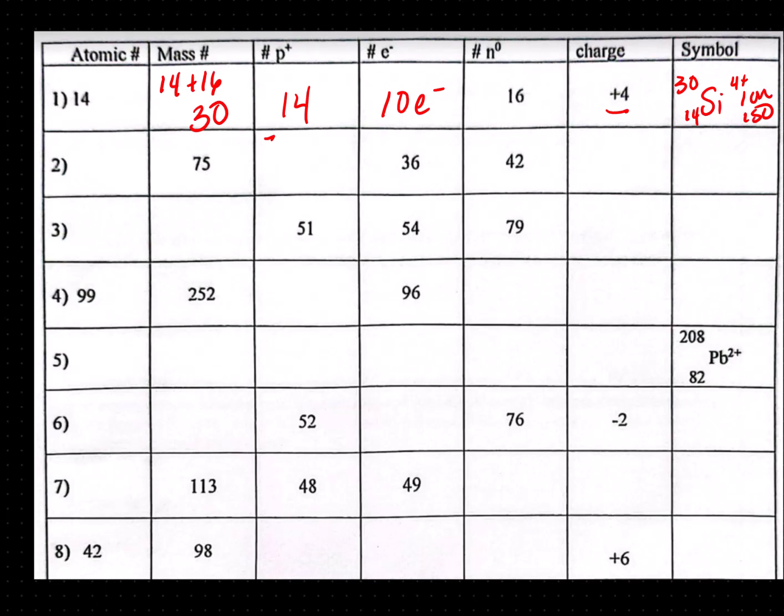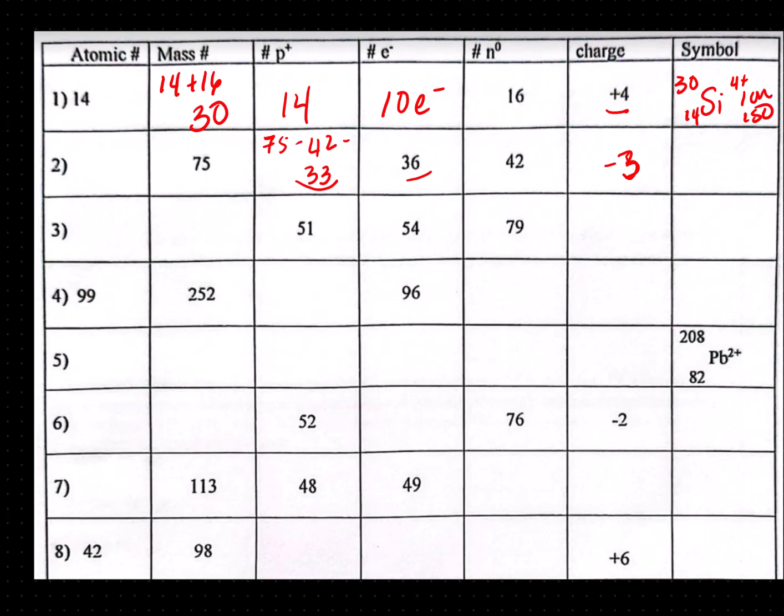For number 2, the mass number and the number of neutrons are given, so you could find the number of protons because mass number is equal to the protons plus the neutrons. So 75 minus 42 is 33. Since the protons are 33 and electrons are 36, this is a charged atom. It's 36 minus 33 because there are more electrons than there are protons.